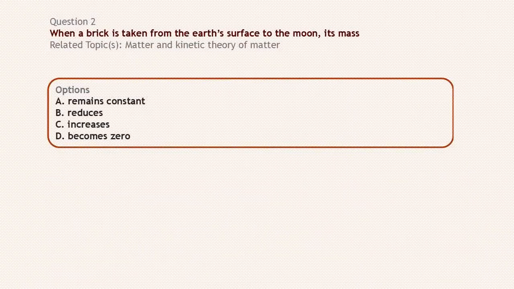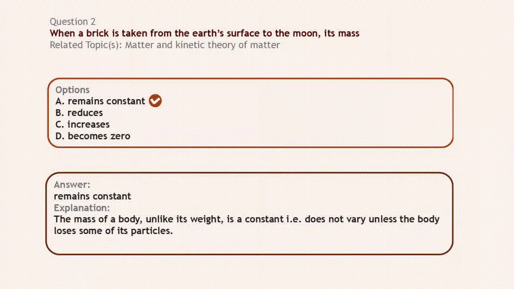Second question: when a brick is taken from the Earth's surface to the moon, its mass. So the mass of a body is constant. The mass of a body, unlike its weight, is constant. It does not vary with location, unless that body has lost some of its particles. That is when the mass may reduce, and if it gains particles, it will increase. But without that, the mass of a body is constant, even during phase change, like when a body changes from solid to liquid to gas. Mass is still constant, but the weight varies with position, with location.